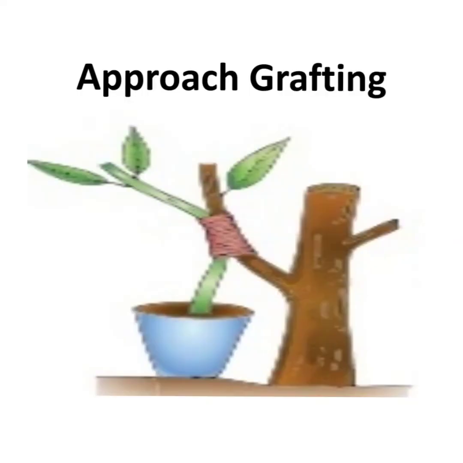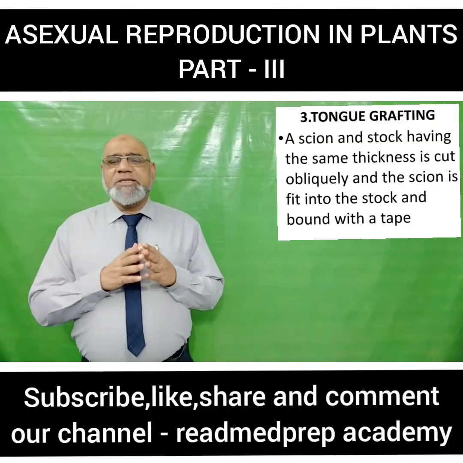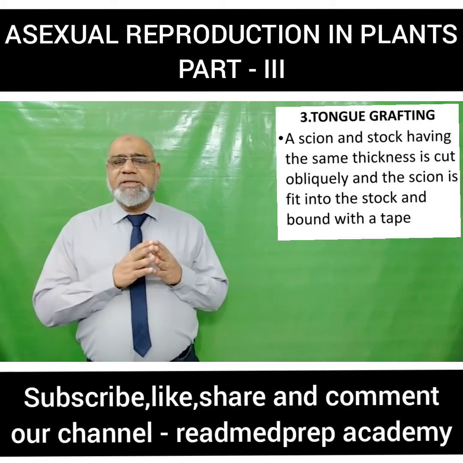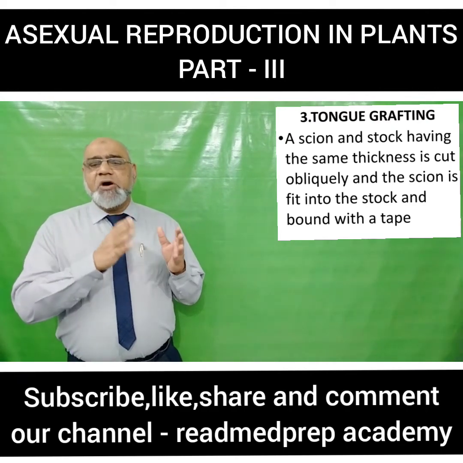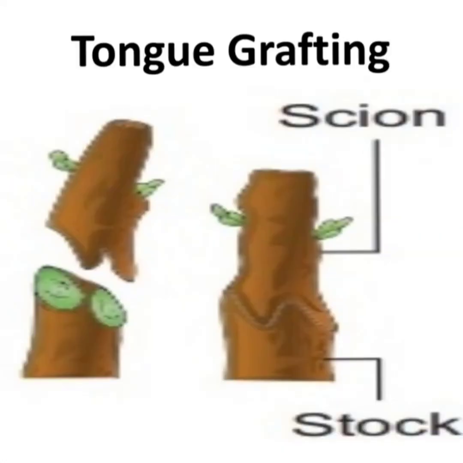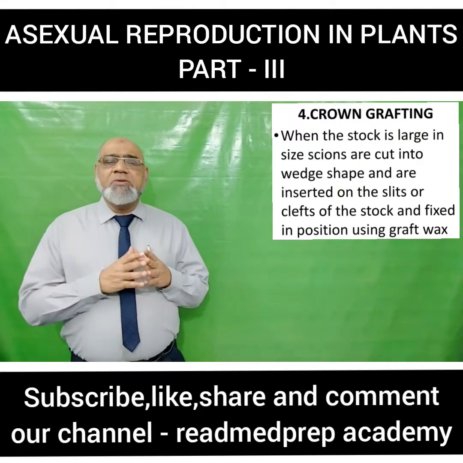Here you can see the stock being brought near the scion and the sides are cut and attached together and they are bandaged. What is tongue grafting? A scion and stock having the same thickness are cut obliquely and the scion is fit into the stock and bound with a tape. Here you can see the stock which is rooted and the scion is brought and is attached appropriately and bandaged. What is crown grafting?